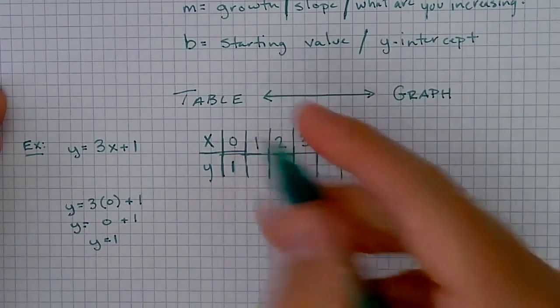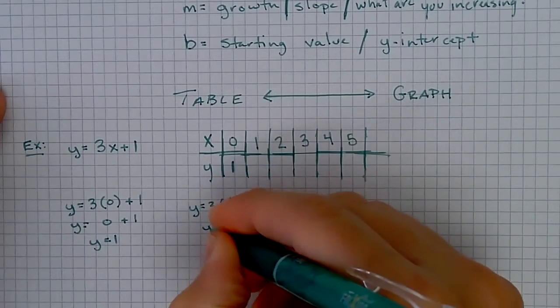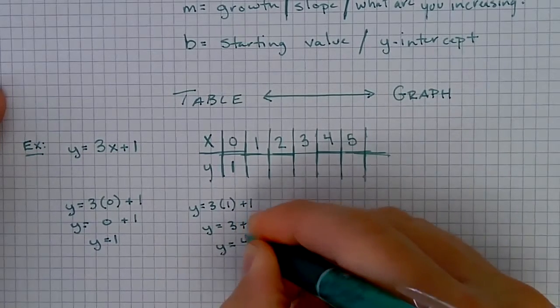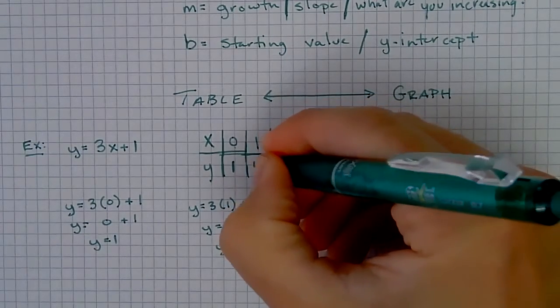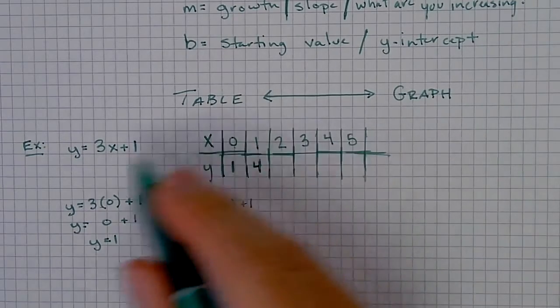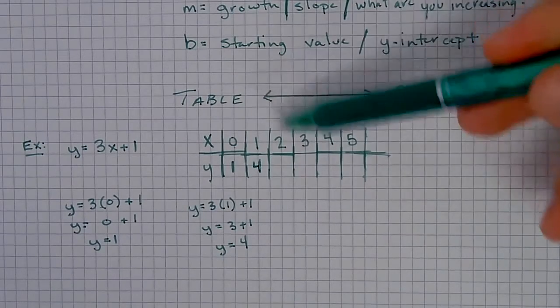You could do the next thing for 1. y equals 3 times 1 plus 1. y equals 3 plus 1. y equals 4. And we plug in 4. You go to 2 and plug in 2. It gets a little monotonous after a while, but we could keep doing it.